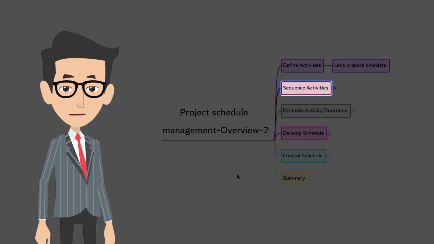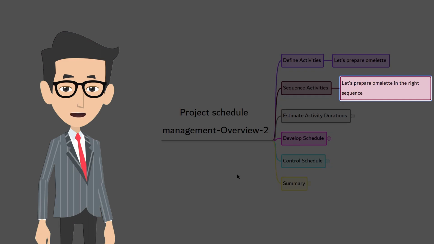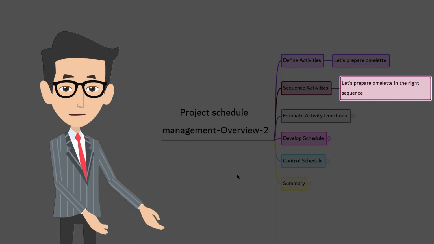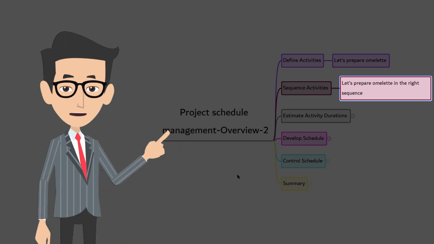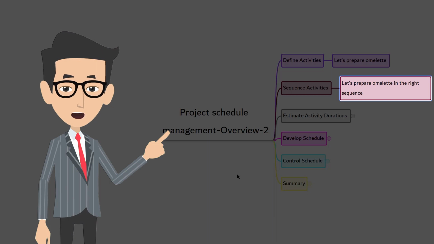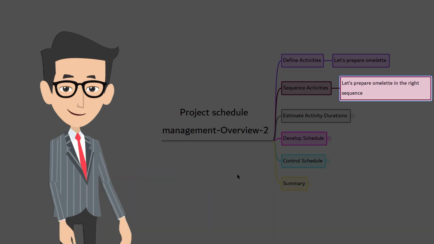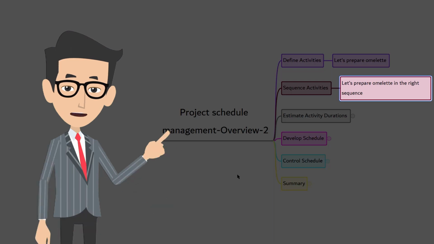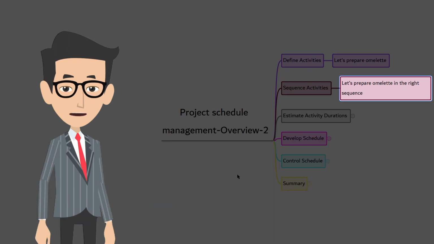All right, the next one is sequence activities. As you noticed in the example, during some activities, we went back and forth. For example, I didn't tell you to keep the flipper ready to flip the omelette. As a result, the omelette got overburnt on one side. Wouldn't it be nice if we knew all the inputs required in the first place and the sequence of operations? That's exactly what we do here, sequence activities. In the previous process, define activities, all the project activities are listed, not necessarily in sequence. Whatever is listed now gets sequenced in sequence activities.